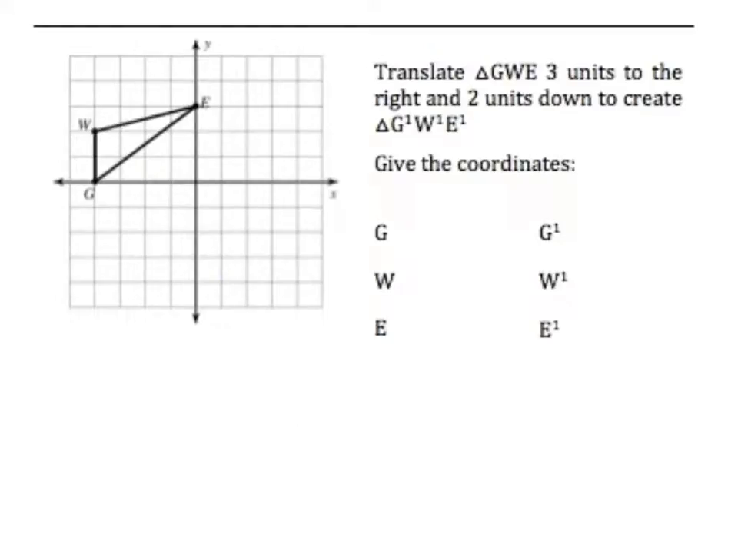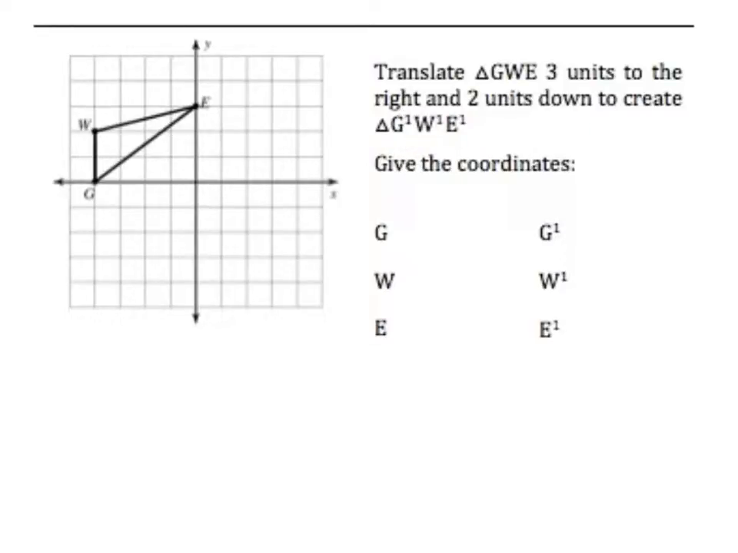All right. Next one. We're going backwards this time. You're being given a polygon. You're being given a triangle in this case, triangle GWE, and you're being asked to translate it 3 units to the right and 2 units down.